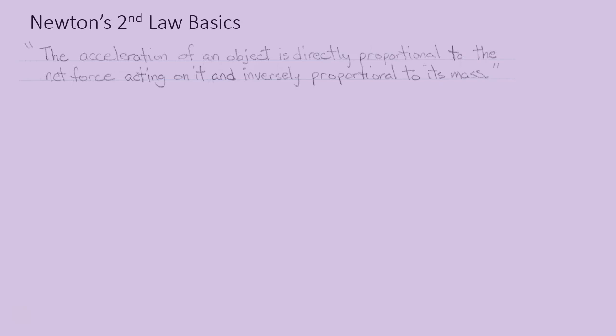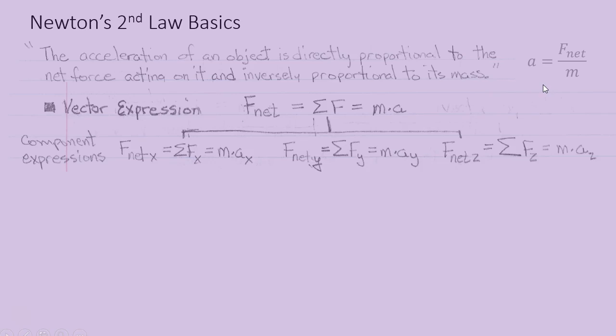Newton's second law states that the acceleration of an object is directly proportional to the net force acting on it and inversely proportional to its mass. Mathematically, that expression looks like this. Now, that's not the most common form. We're used to this expression: force, or more specifically, net force, is equal to mass times acceleration.